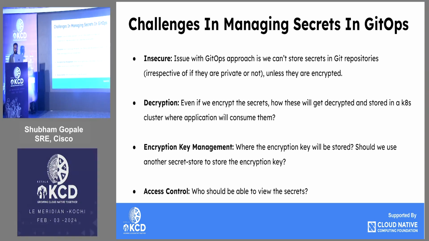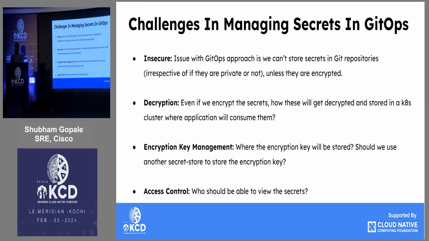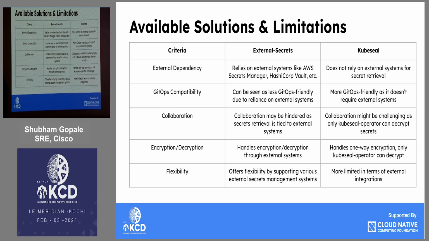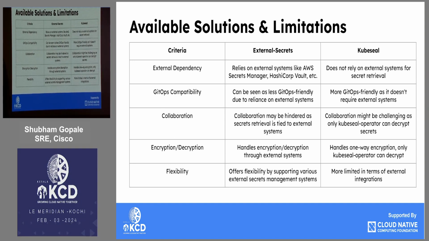Then decryption, right? Even if we encrypt these secrets, how will these get decrypted, right? So let's say there are a bunch of tools available, like one of the popular ones is GitCrypt. Basically, you encrypt your stuff and store it in a Git repository. When it comes to External Secrets, it's just a matter of me adding some paths to the secret config, and then External Secrets will pull out those secrets.